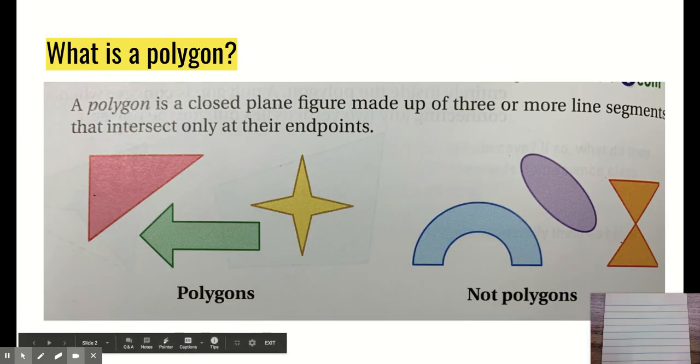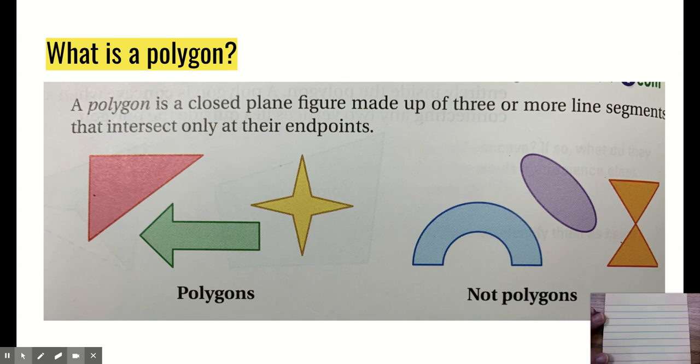All right, so what is a polygon? It's just a closed plane figure made up of 3 or more line segments. So we could have a triangle, we could have a square. These are the ones you're more used to seeing, but you notice that we also have arrows and stars there. If it has a curved line, it is not a polygon. Okay?